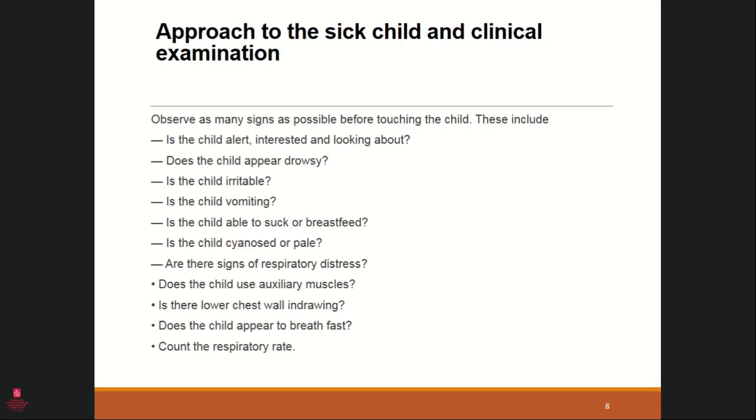These include: is the child alert, interested and looking about? Does the child appear drowsy? Is the child irritable? Is the child vomiting? Is the child cyanosed or pale? Are there signs of respiratory distress? Does the child use accessory muscles? Is the lower chest wall indrawing? Does the child appear to breathe fast? Count the respiratory rate.